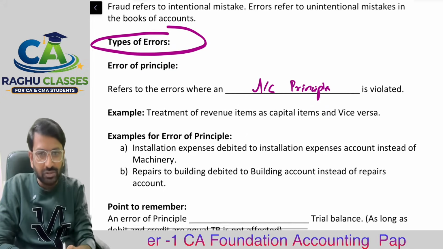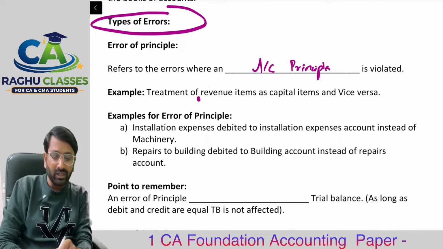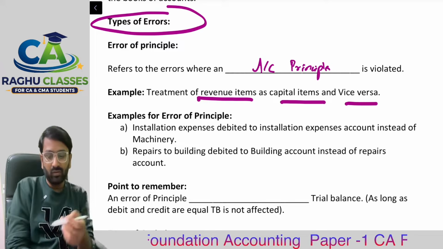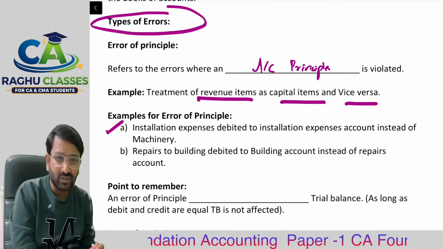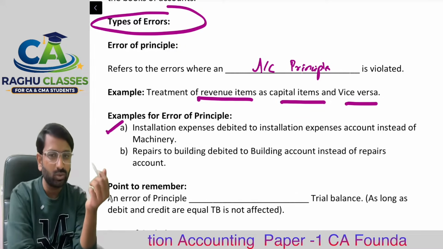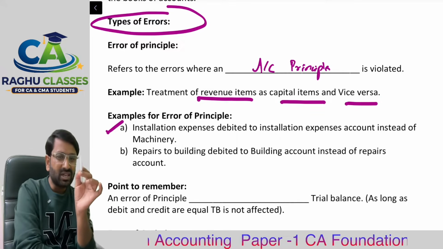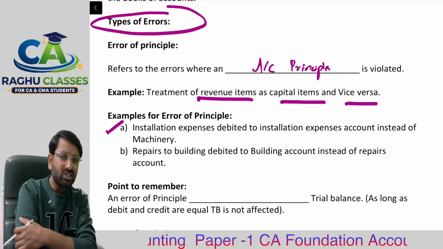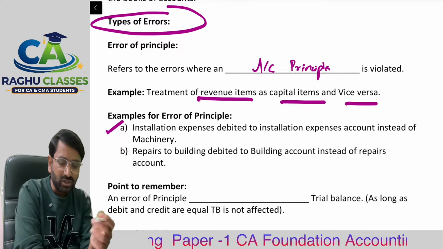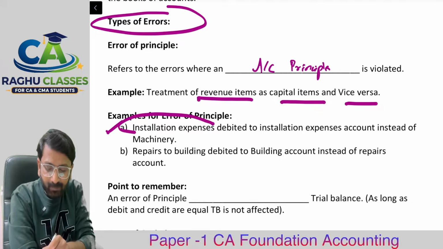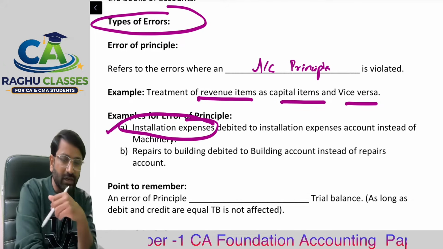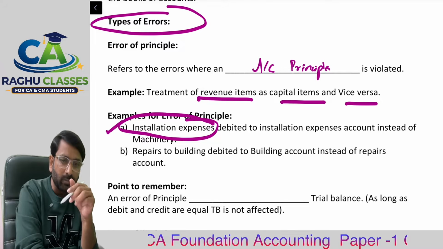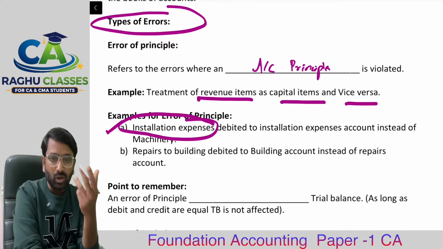I'll give a few examples here. If you treat revenue items as capital items and vice versa, this is going to happen. One more, like installation expenses debited to the installation expenses account instead of machinery. Now, installation expenses is a capital expenditure. And instead of adding that in the machine cost, if you debit installation expenses, later this item will go to P&L account. So because of that, unnecessarily the profit has to come down. So this is an error of principle.